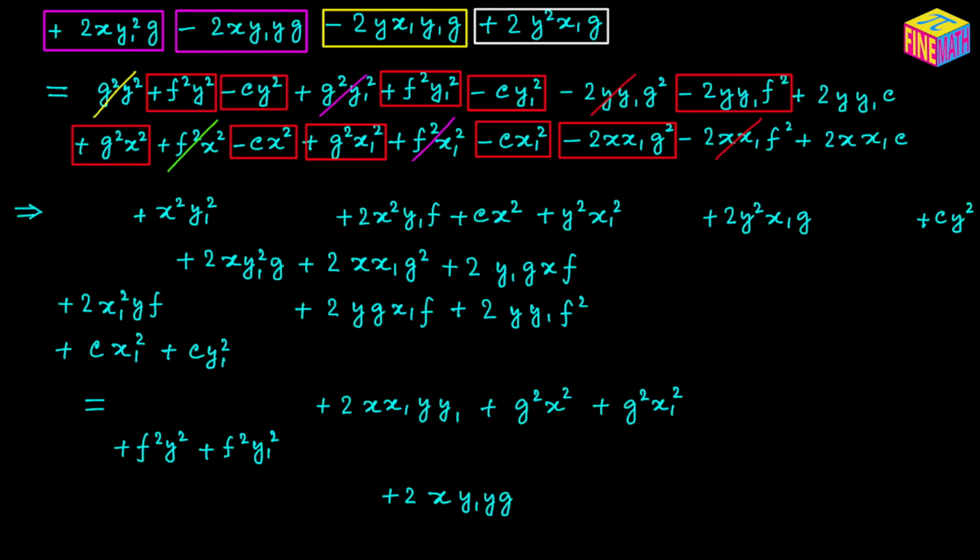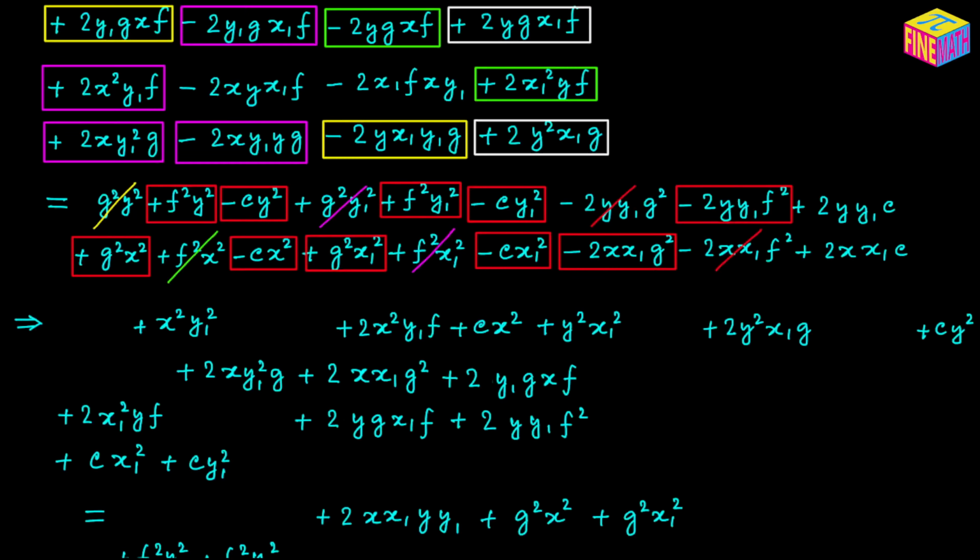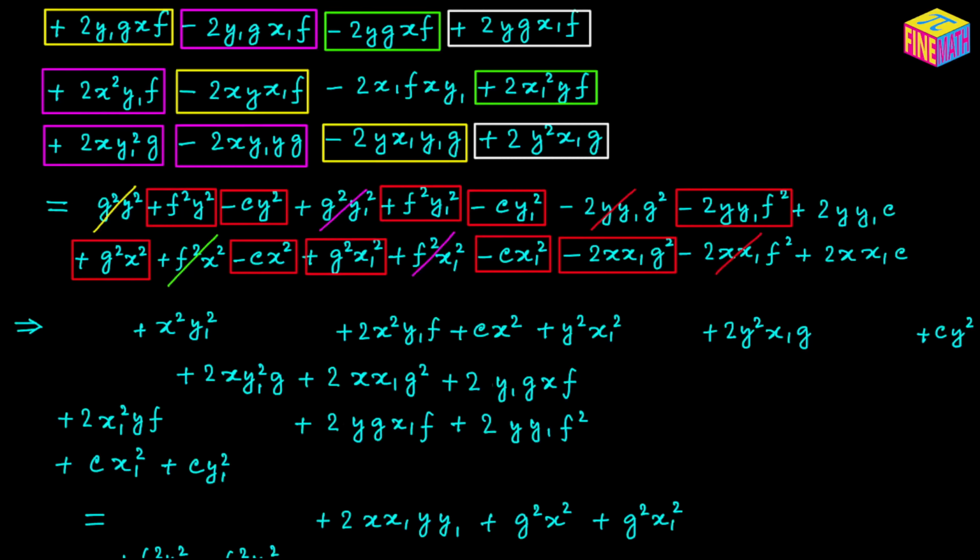side. And then I am going to bring the negative 2y x sub 1 y sub 1 g term onto the right hand side. Then I am going to bring the negative 2y g x f term onto the right hand side. And then I am going to bring the negative 2y sub 1 g x sub 1 f term onto the right hand side. And then I am going to bring negative 2xy x sub 1 f term onto the right hand side.